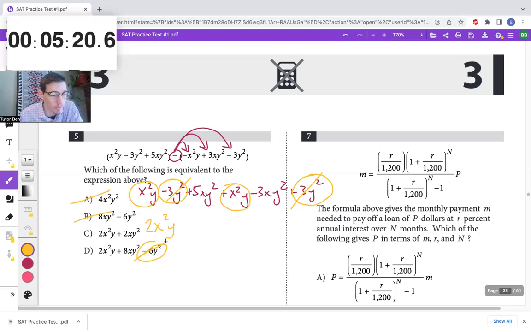Here I can see we don't have this term. So already I know it's C. I'm just going to add one last term to make sure that that's correct. So 5xy squared minus 3xy squared is 2xy squared. And I can see that C is going to be my answer.